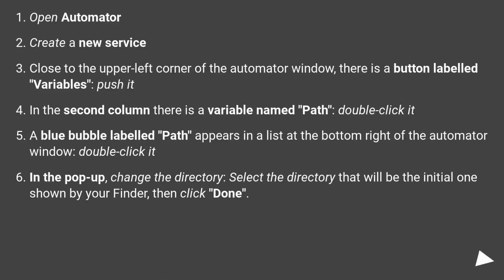There is a more generic way, although not straightforward. Open Automator. Create a new service. Close to the upper left corner of the Automator window, there is a button labeled Variables. Push it. In the second column there is a variable named Path. Double-click it. A blue bubble labeled Path appears in a list at the bottom right of the Automator window. Double-click it. In the pop-up, change the directory, select the directory that will be the initial one shown by your Finder, then click Done.